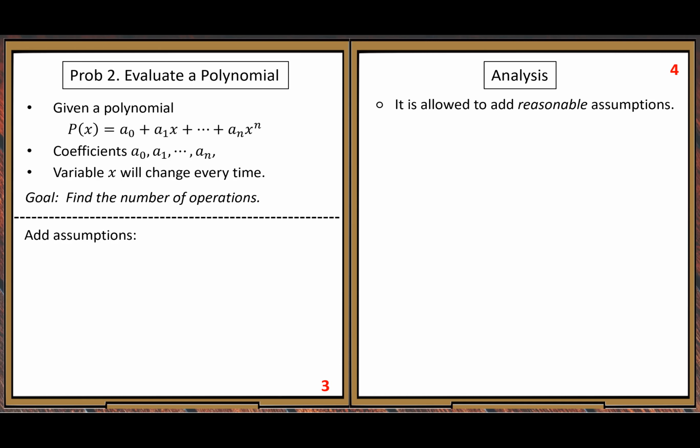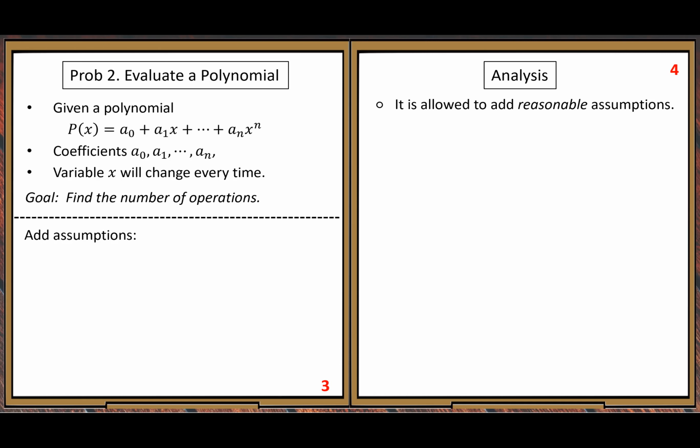So here we do number counting. Before we do that, we need to make some reasonable assumptions. Sometimes we need to do it. Because here, look at one question. We have two operations, right? Addition and multiplication. How do you compare addition and multiplication? Apple and pear, right? How do you compare two different fruits?